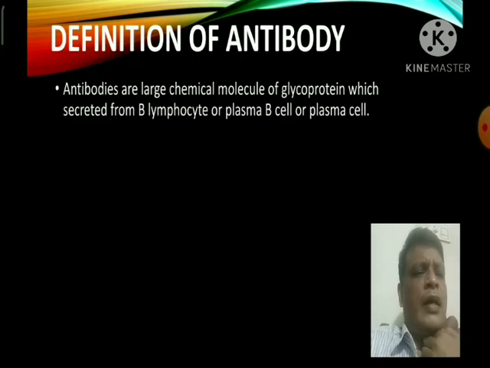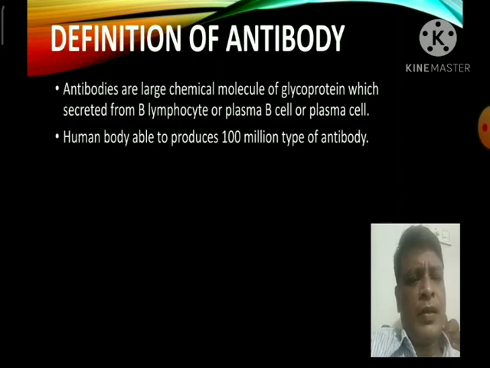Definition of antibody. Antibodies are large chemical molecules of glycoprotein which are secreted from the B lymphocytes or plasma cells. The human body is able to produce 100 million types of antibody.